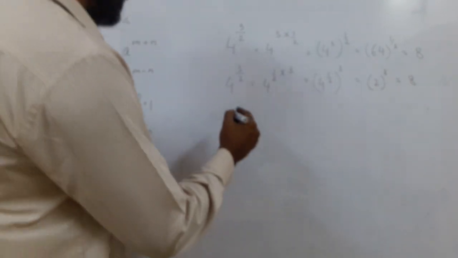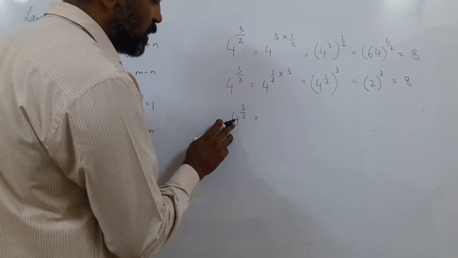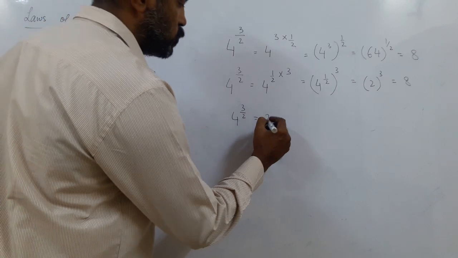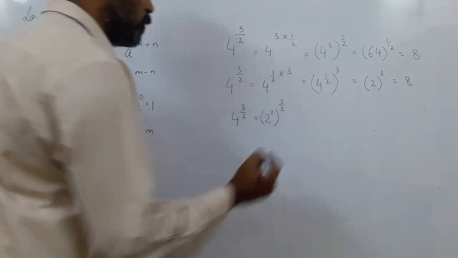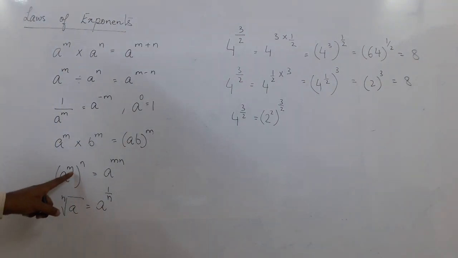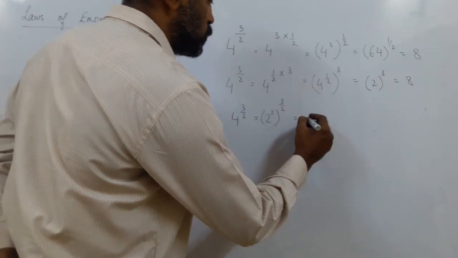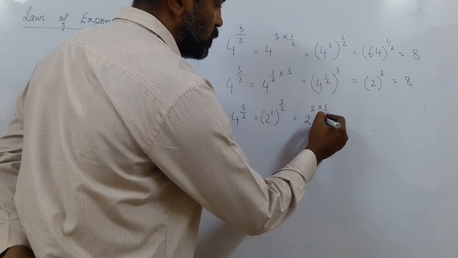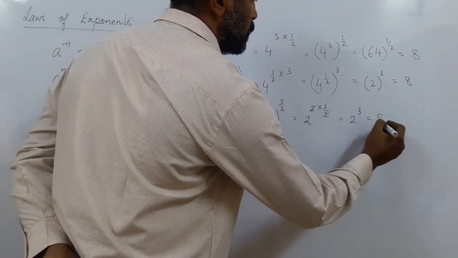Now I will show you one more way we can do 4 raised to 3 by 2. First I will break this 4 into its prime factorization form. So 4 is 2 square. So this became 2 square raised to 3 by 2. The identity a raised to m raised to n, power raised to power, is multiplication. So it becomes 2 raised to 2 into 3 by 2. This 2 and this 2 got cut. So what remains? 2 raised to 3, and that is also 8.